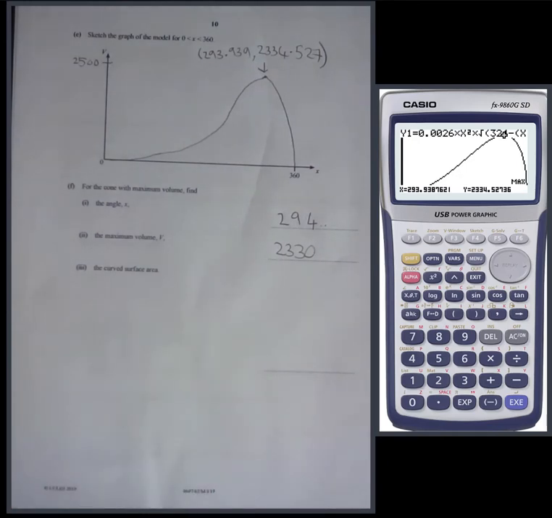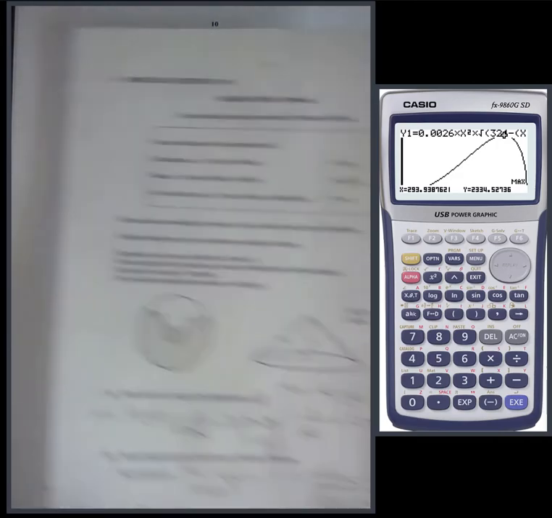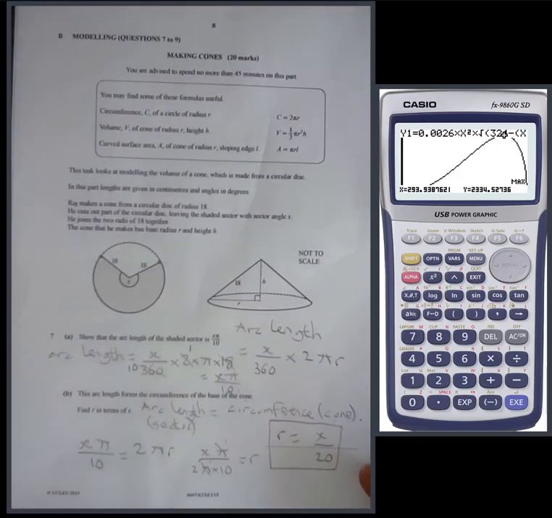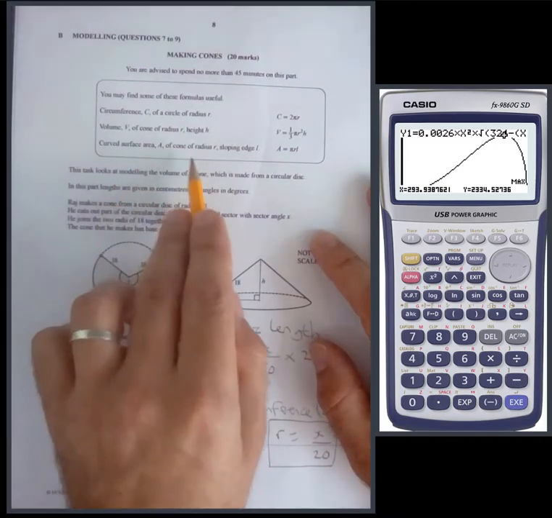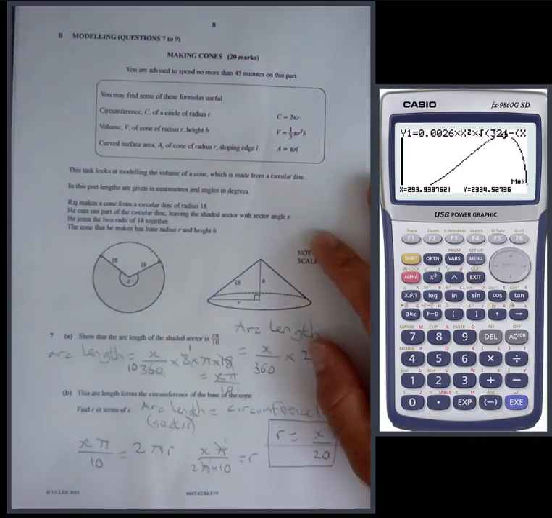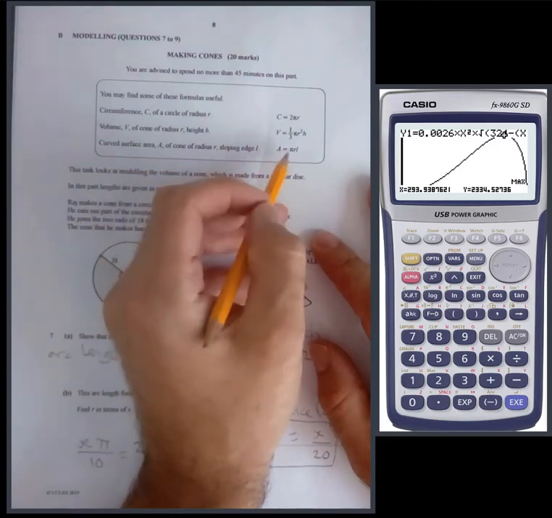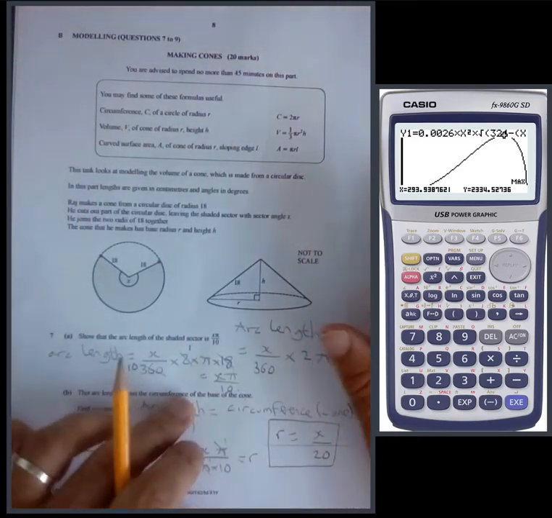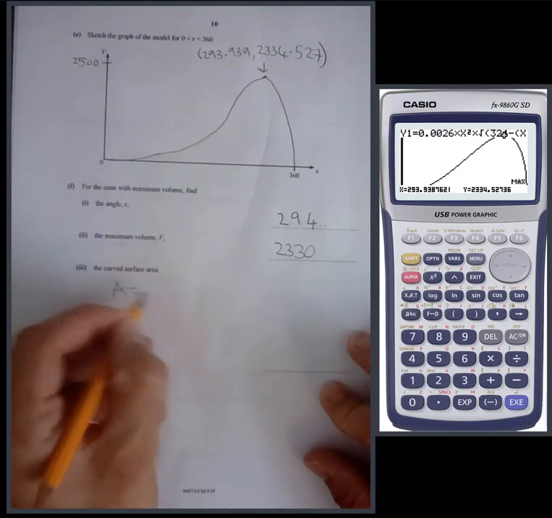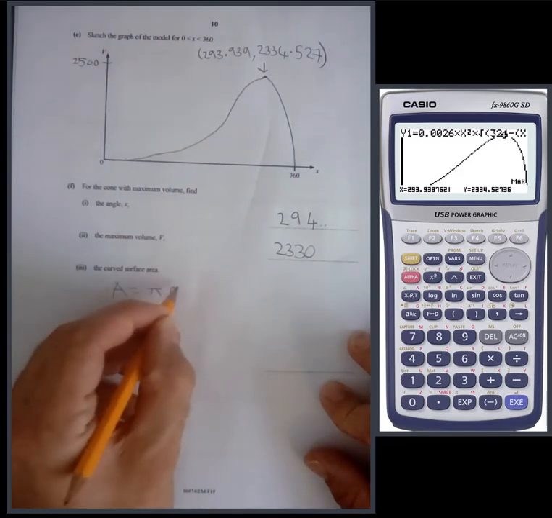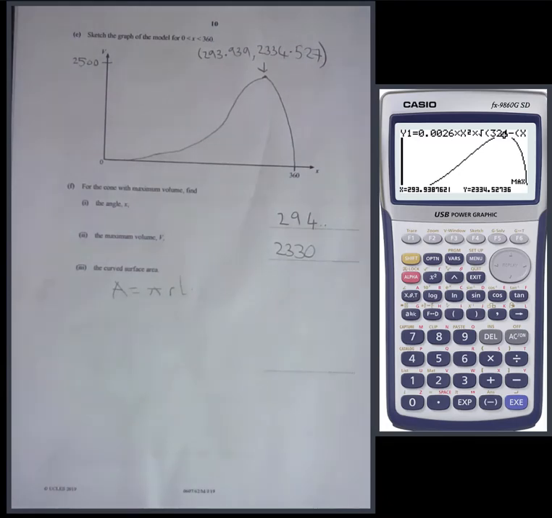Now we need to find the curved surface area. That's a little bit more tricky. And we're going to go back to the formulas that we were given at the start. And it says curved surface area A of a cone of radius r, sloping edge L, A equals pi RL. So let's write that down. Pi RL.